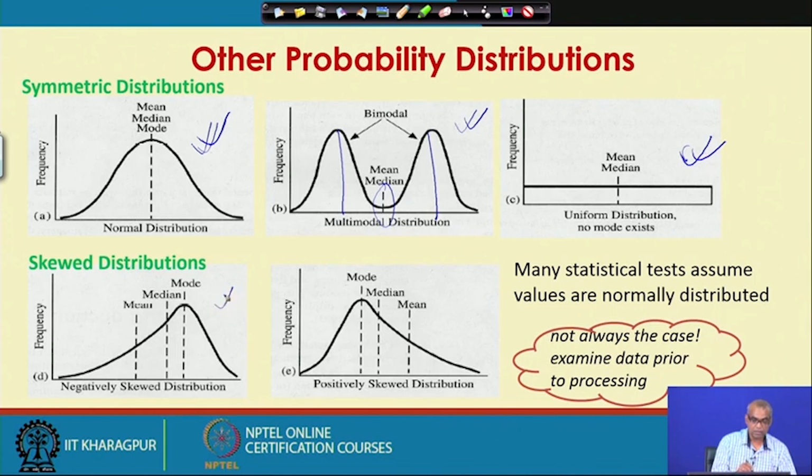These are non-symmetric or asymmetric distributions. This is negatively skewed, this is positively skewed. Note that in case of non-symmetric or skewed distributions, mean, median, mode are all different. Many statistical tests assume values are normally distributed, but be careful, this is not always the case. Always examine data prior to processing.